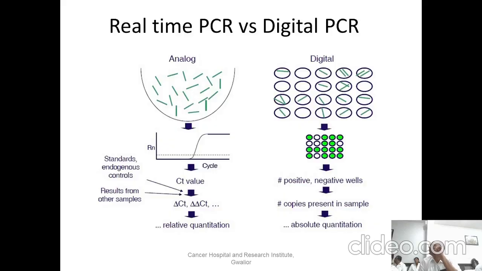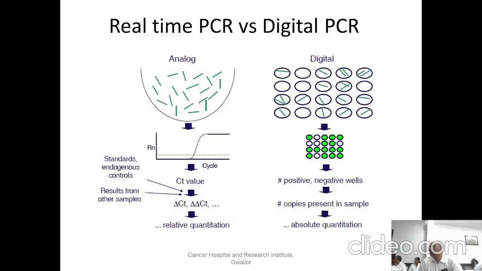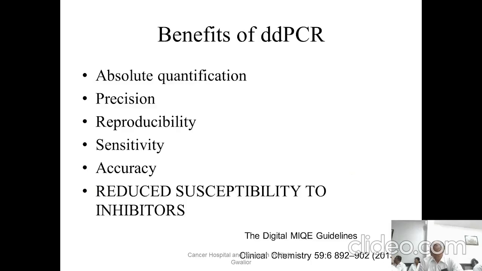Now, real-time versus digital PCR. You can see here, this is analog real-time PCR. So much mathematics is going on here: the delta CT method, the delta RN method, and so many things. But here you can see nothing. It's as simple as that. You divide into droplets. Some of the droplets are positive, green fluorescent. Some of the droplets are negative. You count the positive and negative ones and do an absolute quantification. Now the benefits: absolute quantification as I mentioned, precision, reproducibility, sensitivity, accuracy.